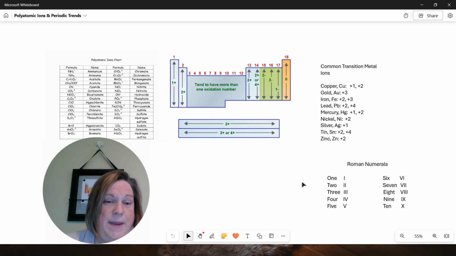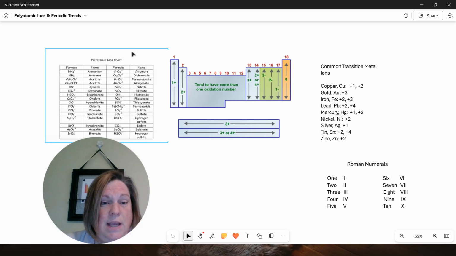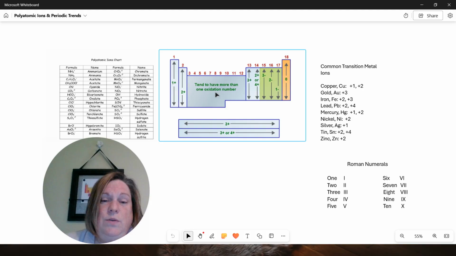I'm starting with this page first because this is from a prior video on polyatomic ions and oxidation numbers, and you can find that video on TikTok and on YouTube. But why I'm referencing this chart is because we're going to need these polyatomic ion formulas and names. We're going to need to remember how and where to find metals and nonmetals on the periodic chart.